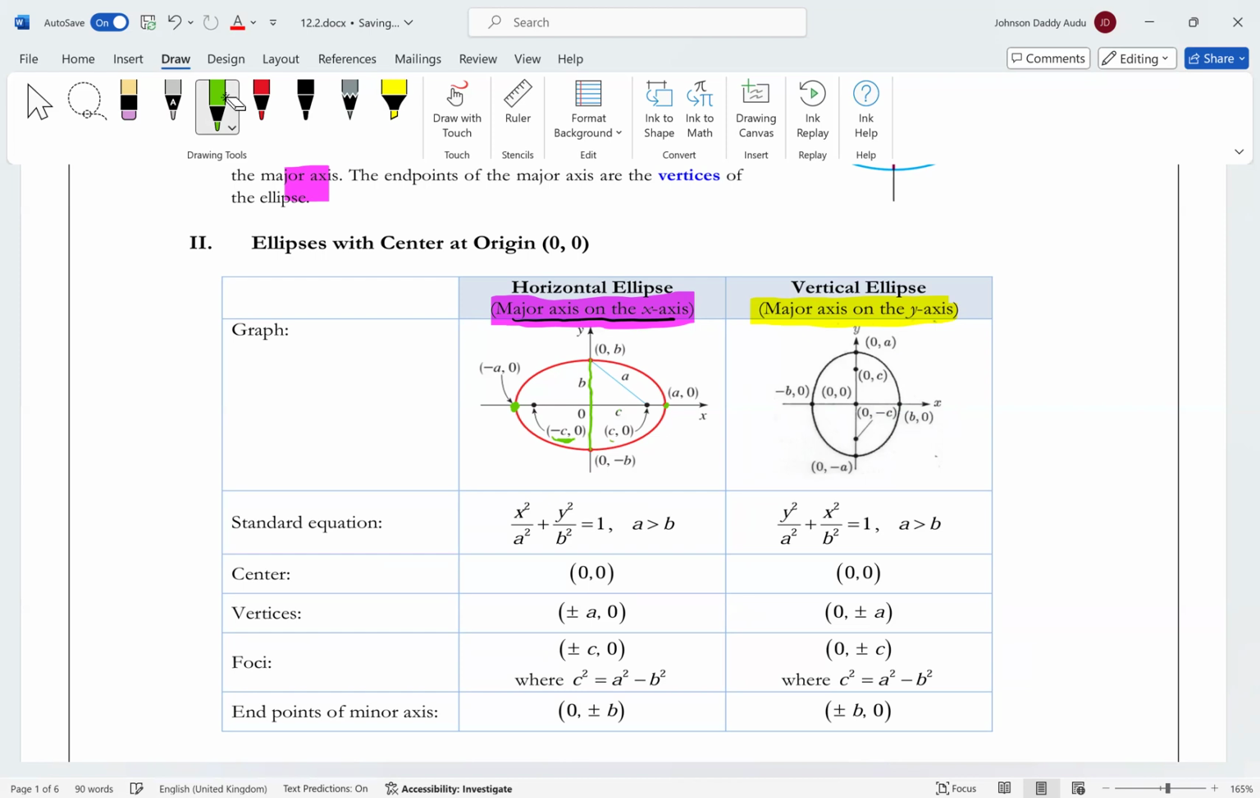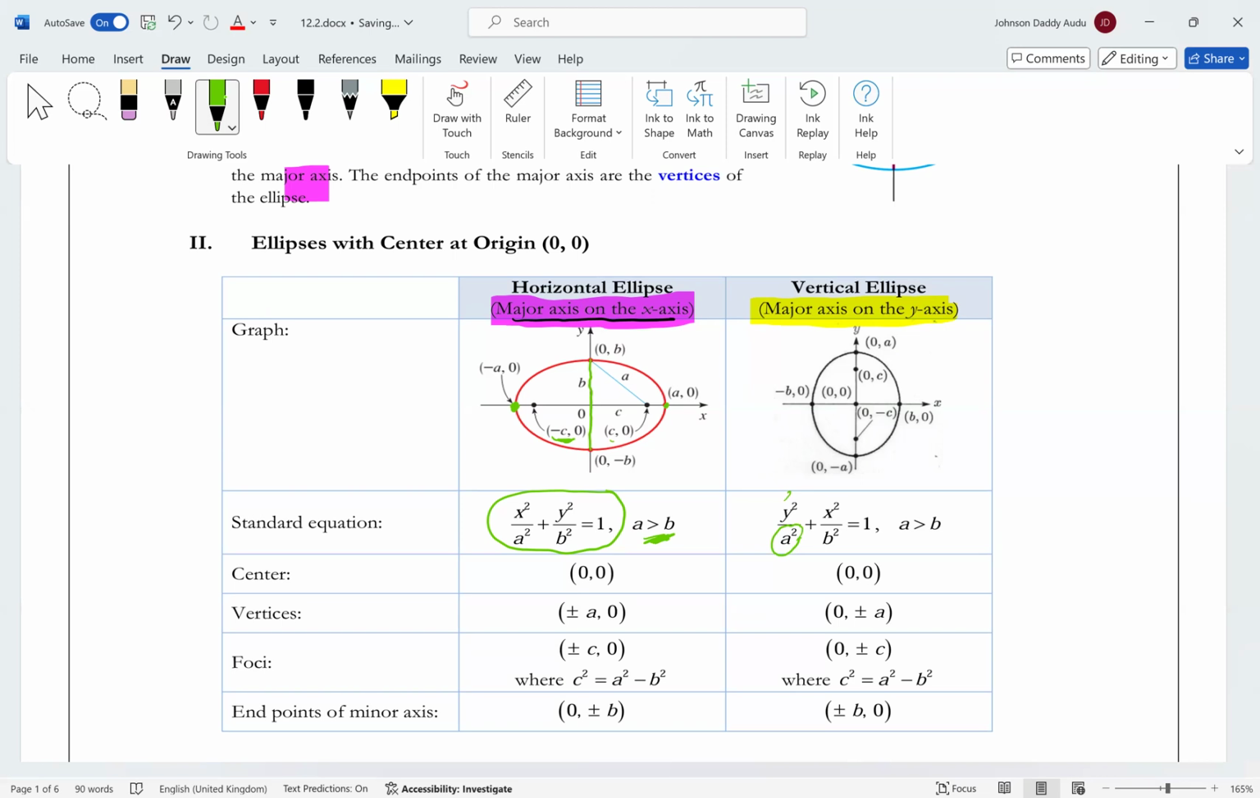So how do you find c? Already, a and b will be given from the standard equation, which is this one. But here you see the condition that a is always greater than b. This is when you are dealing with a horizontal ellipse. But when you are dealing with a vertical ellipse, look at what changes. This is y squared, so the bigger one, the major axis, is the y-axis. That is why you see that a is associated with y. Remember, a is always associated with the major axis, which is the longest axis.